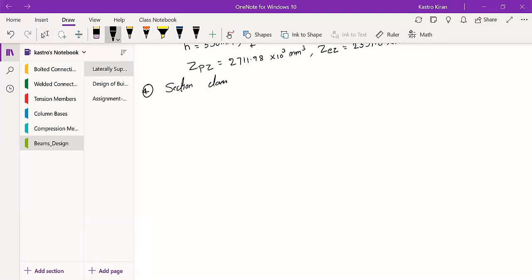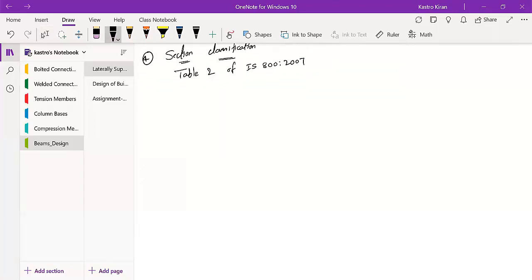The section classification. So how do you do the section classification? It depends on Table 2 of IS 800:2007. Remember, this Table 2 of IS 800:2007 talks about how to classify the section. However, we know the conditions, that is b/tf should be less than 9.4 epsilon and d/tw should be less than 84 epsilon.